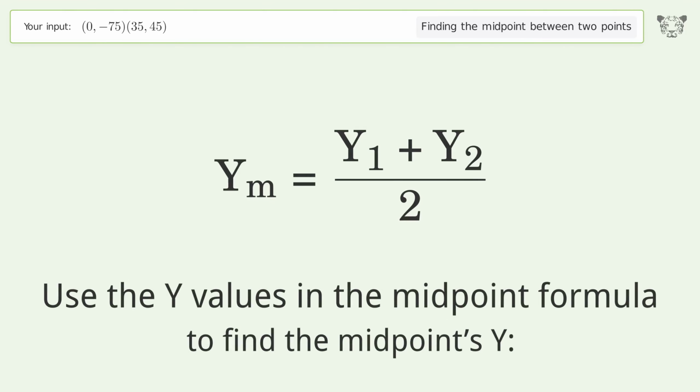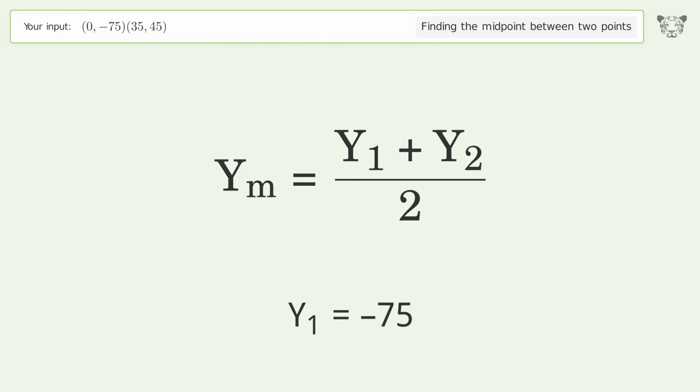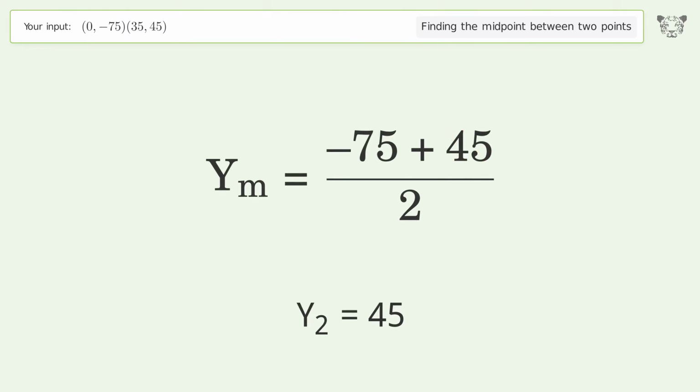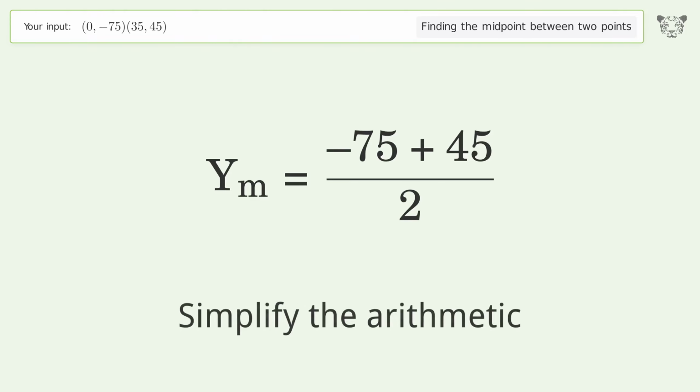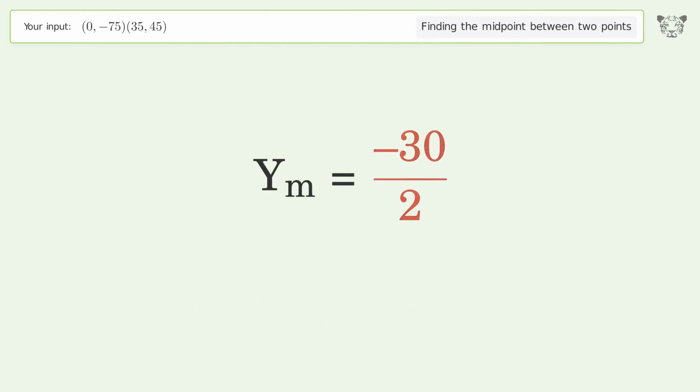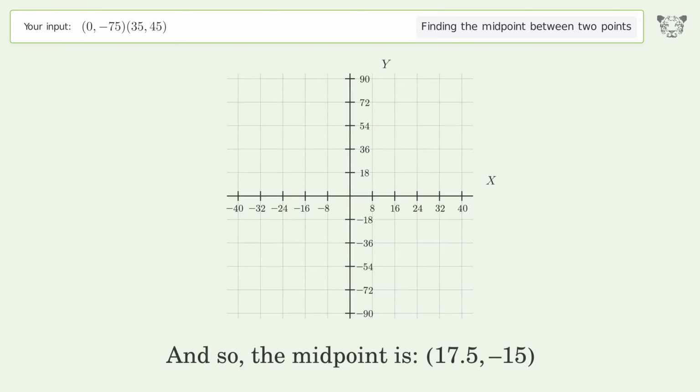Use the y values in the midpoint formula to find the midpoint's y. y1 equals -75. y2 equals 45. Simplify the arithmetic. And so, the midpoint is 17.5, -15.